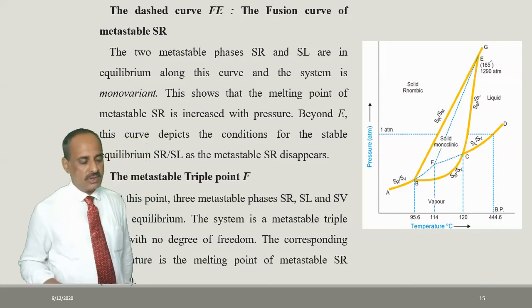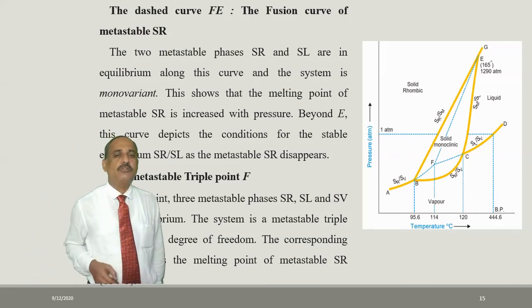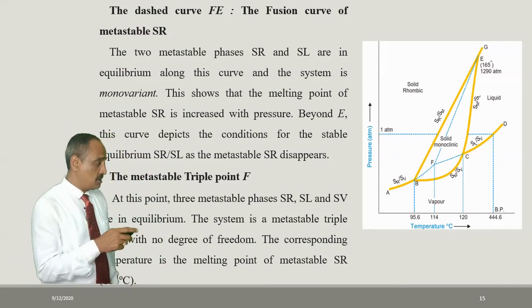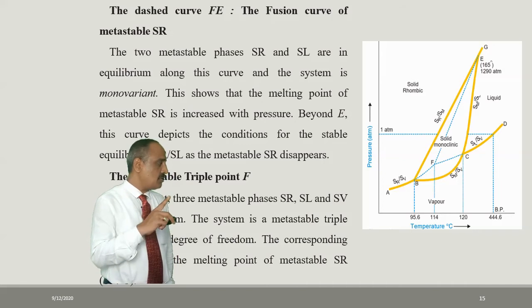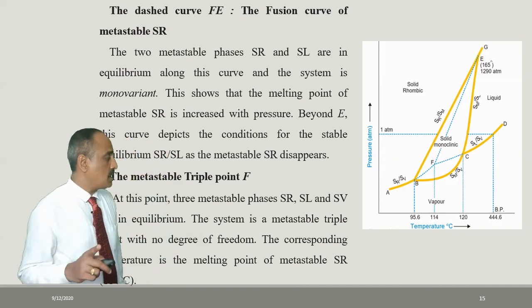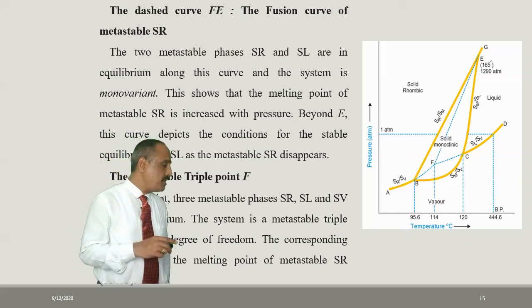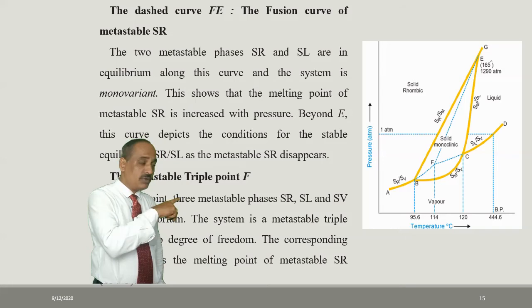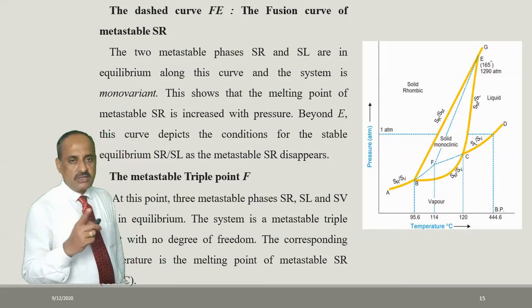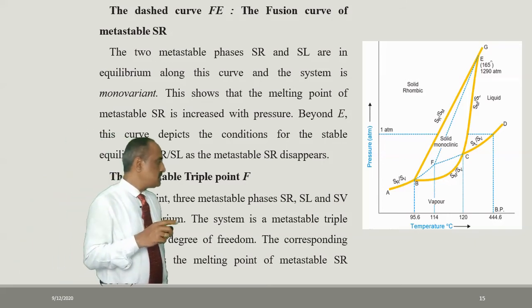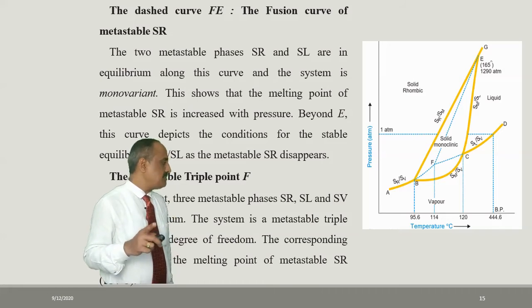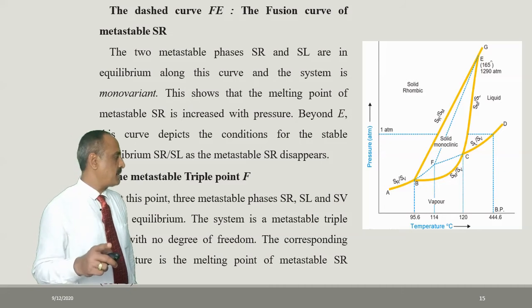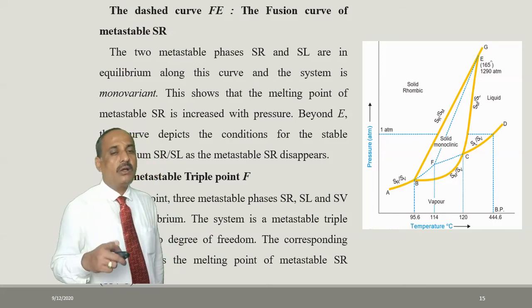Now the last part of this system is a very interesting part, that is the metastable equilibria. What is this metastable equilibria? Now you can see in the diagram clearly, in the central part of the diagram, in the solid monoclinic part, the dashed curve BF is the vapor pressure curve of metastable sulfur rhombic. So when sulfur rhombic gets converted to monoclinic, we get the dashed line, that is the disturbance in the system. This is a continuation of the vapor pressure curve AB of stable sulfur rhombic. The metastable phases sulfur rhombic and sulfur vapor are in equilibrium along this curve, and it is a monovariant system, meaning it requires 1 degree of freedom.